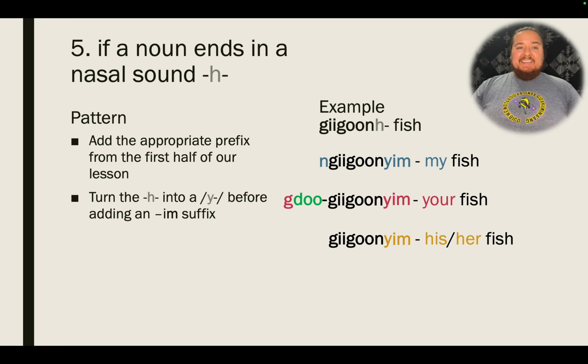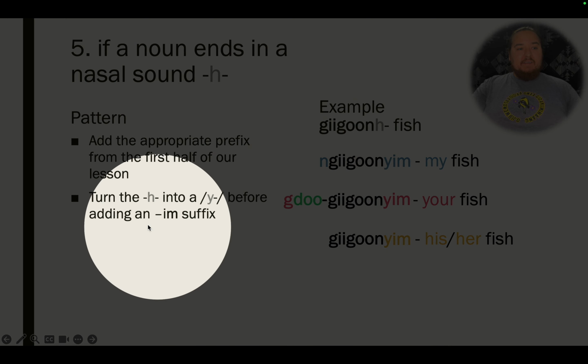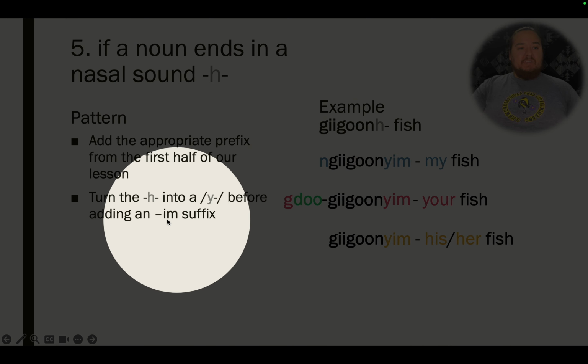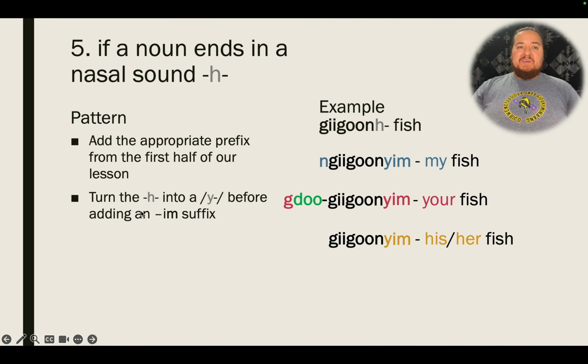So I didn't indicate this in the PowerPoint, but please write down the title and what we do to the H sound. So this area right here, record this in your notes before moving on. I'll give you a chance to pause here. All right, let's move on.